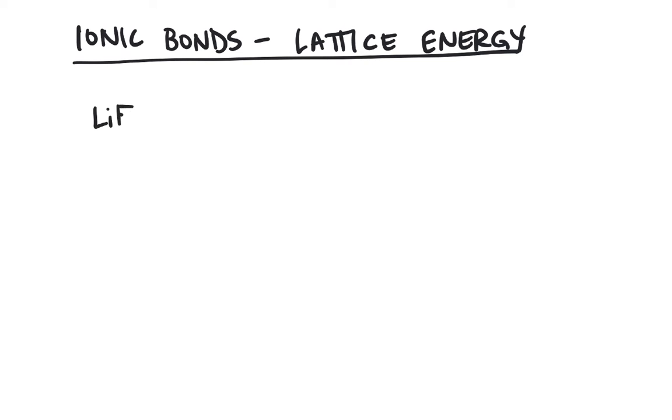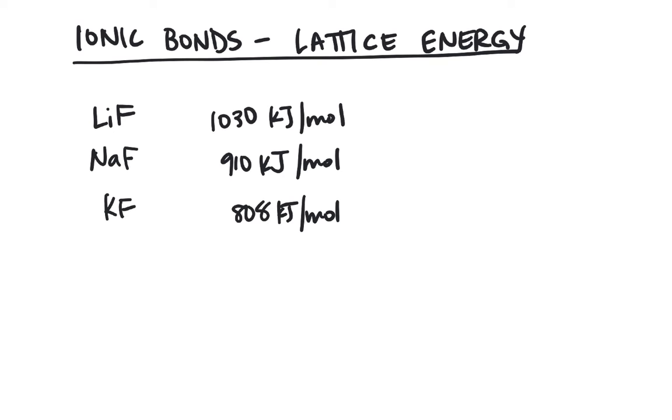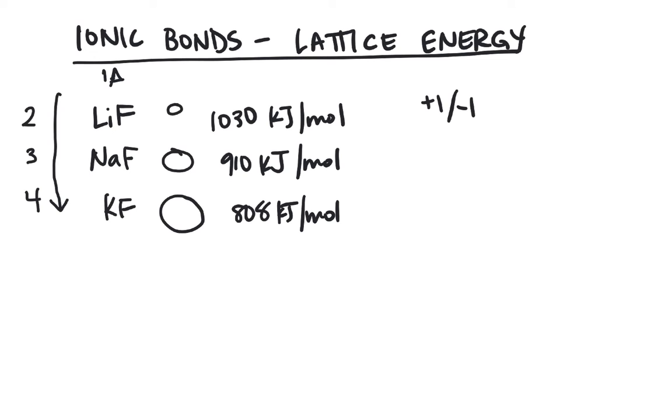So here we're looking at lithium fluoride, sodium fluoride, potassium fluoride. They are all +1, -1 charges. The difference is that we are all in the same group, 1A, but we're moving down that group, which means at each level we're adding on an electron shell, and the electrons are getting farther away from the nucleus. That means that you're going to have a bigger ion. If we look at Coulomb's law, the charges are all the same, but the distance is bigger.